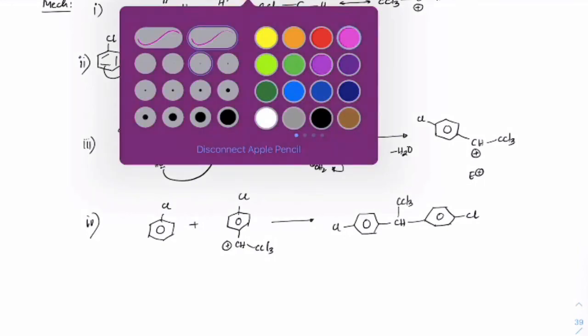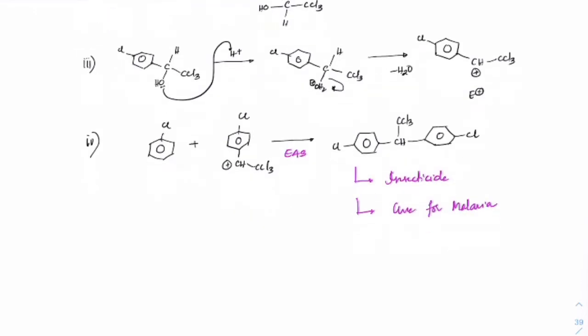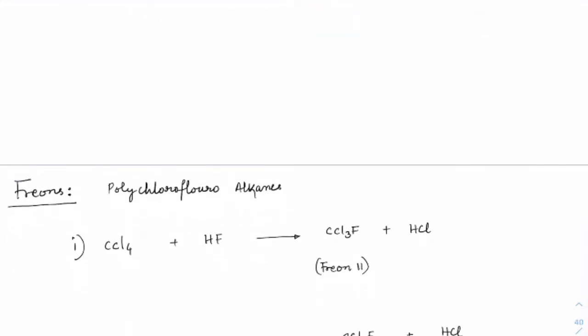DDT is also used as an insecticide. It's used as an insecticide and used to cure malaria. So that's about the chloroform type. So we have all the types of chloroforms, we have checked it out.